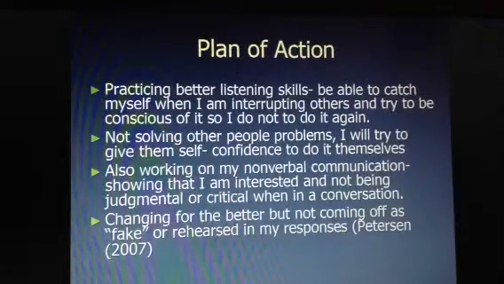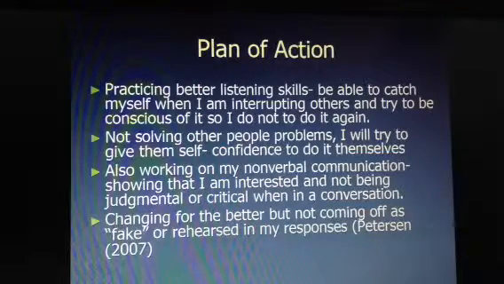My plan of action. Practicing better listening skills. Be able to catch myself when I am interrupting others and try to be more conscious of it so I do not do it again. Not solving people's problems for them. I will try to give them self-confidence to do it themselves.